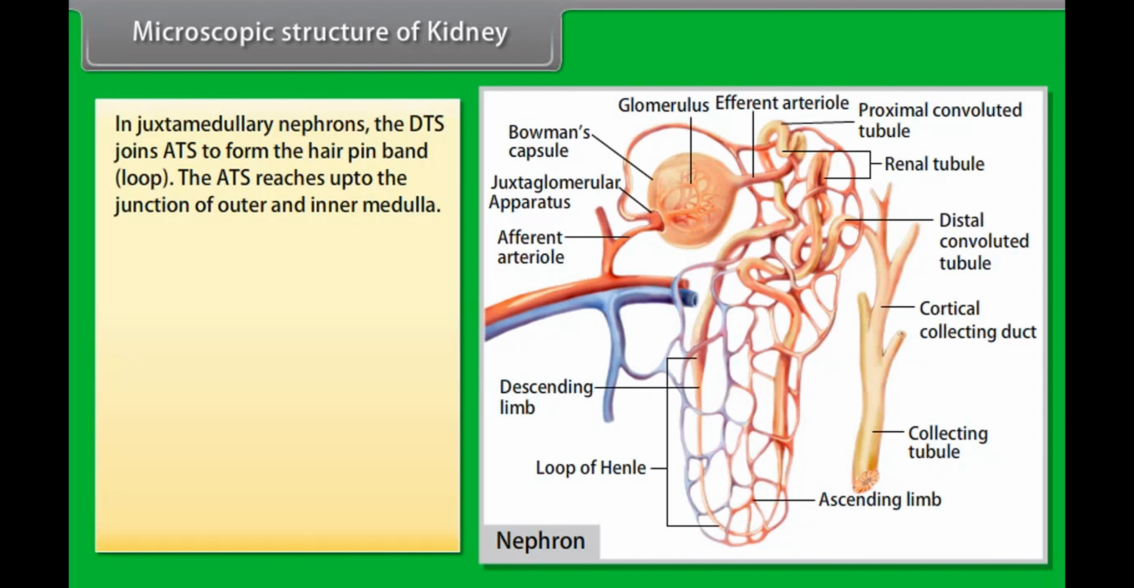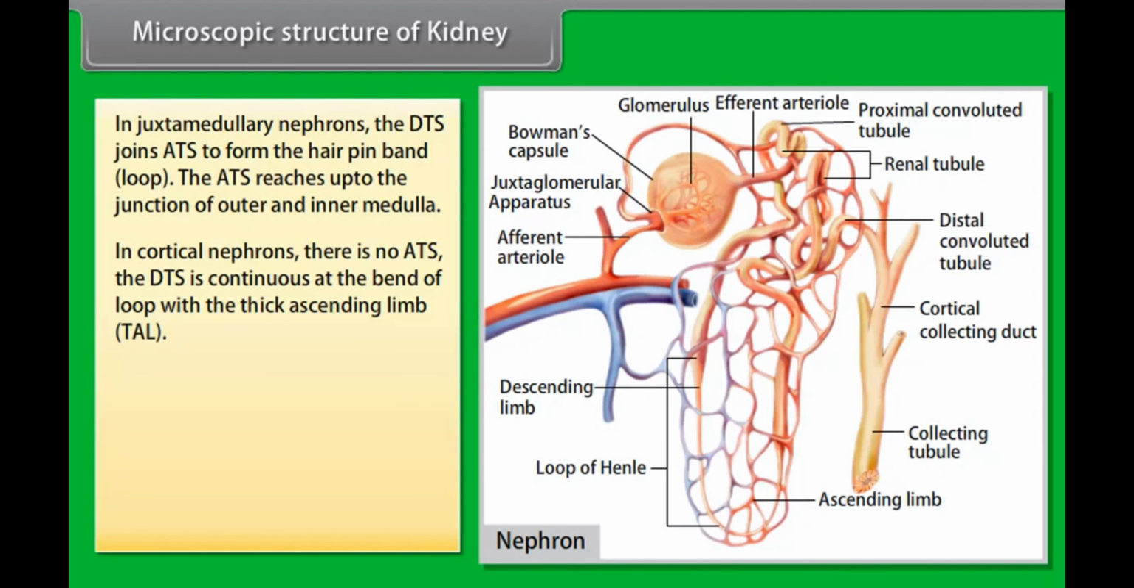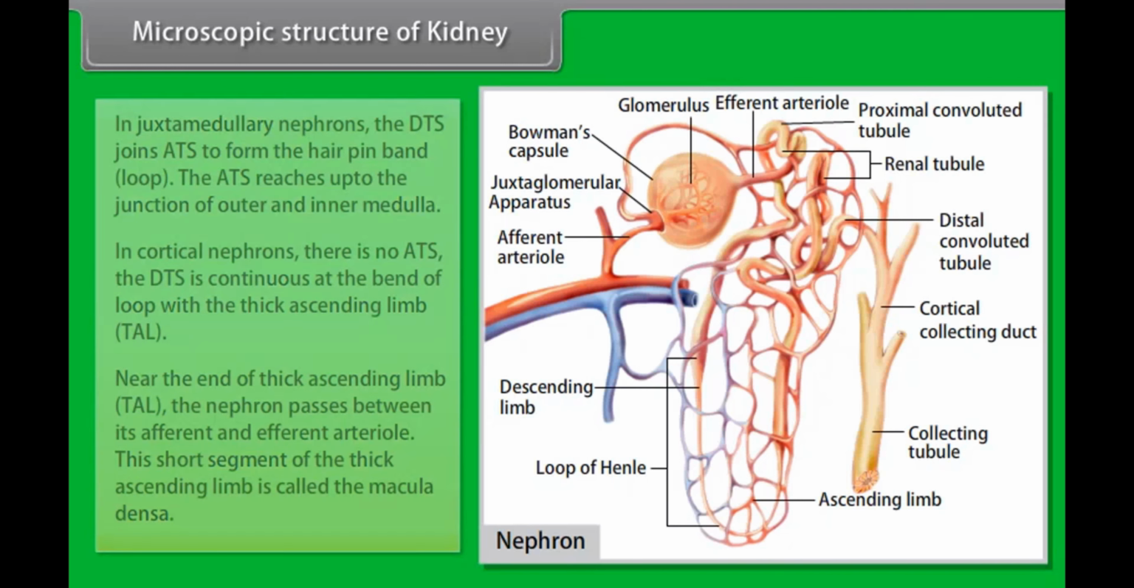The ATS reaches up to the junction of outer and inner medulla. In cortical nephrons, there is no ATS. The DTS is continuous at the bend of the loop with the thick ascending limb. Near the end of the thick ascending limb, the nephron passes between its afferent and efferent arteriole. This short segment of the thick ascending limb is called macula densa.